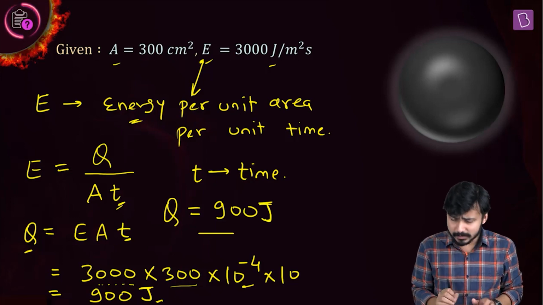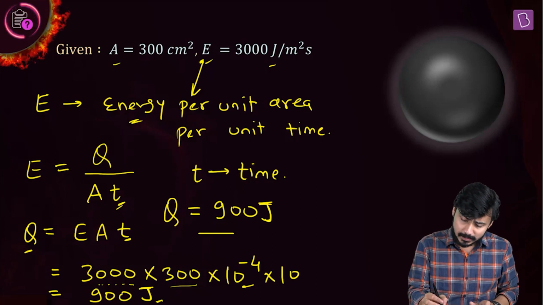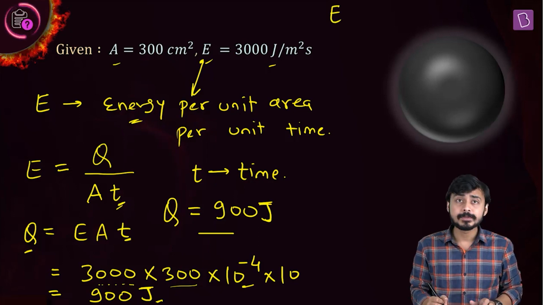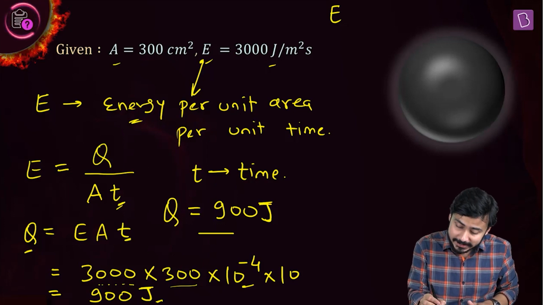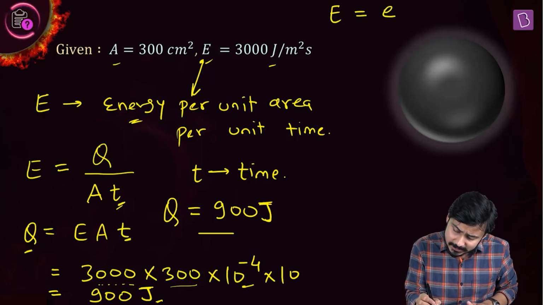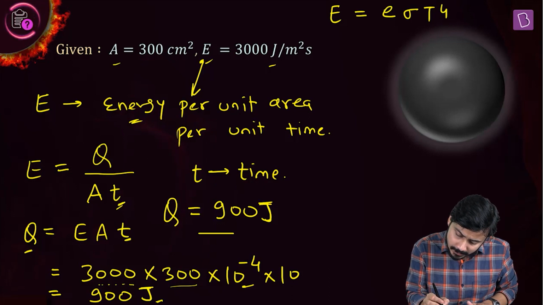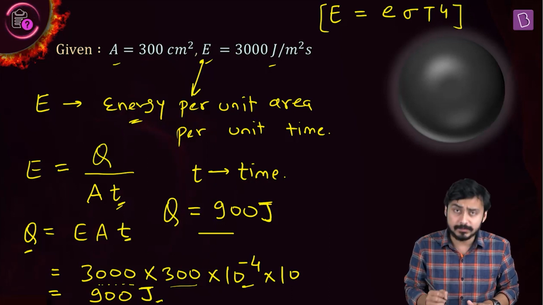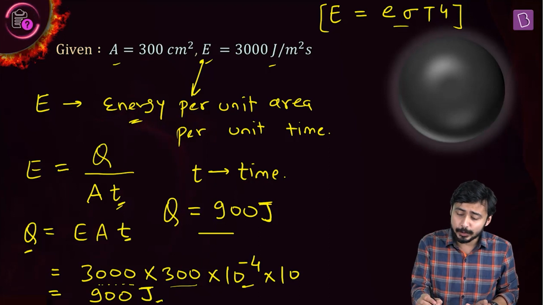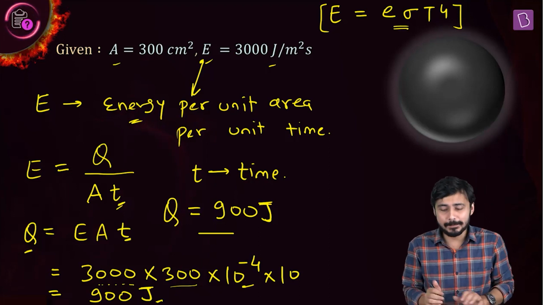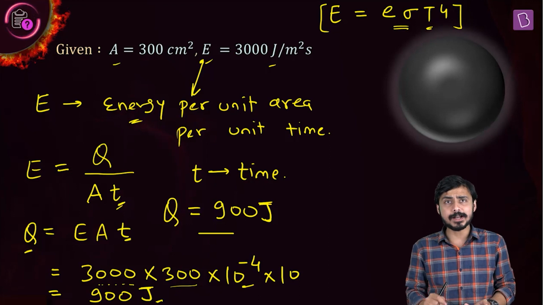Sir, I have studied one formula that by the Stefan's law, the energy radiated per unit area per unit time is given by E equals sigma T power 4, where capital T is the temperature of the body. Is that a correct thing? Yes. So, sir, why didn't you use it? I didn't use it because I have nothing to do with the temperature, right?